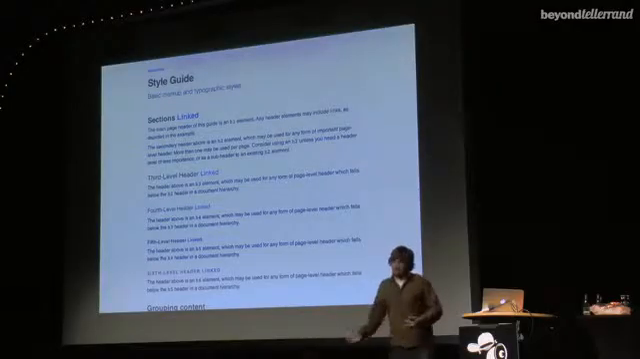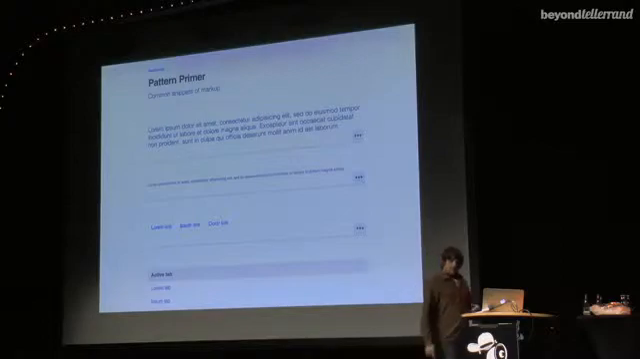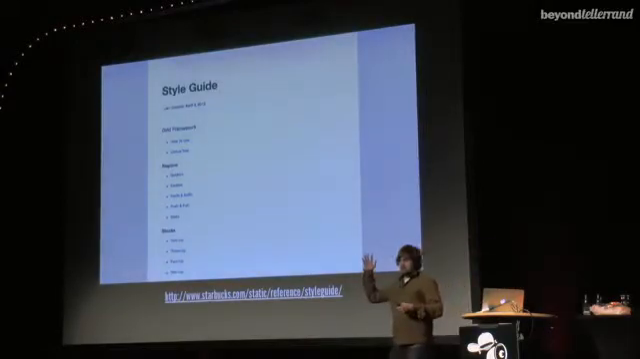So this is what it looks like, right? You have these different headers and stuff like that. You have different patterns. So here's sort of like a breadcrumb, a vertical navigation, stuff like that. Form examples, right? Has everybody seen the Starbucks style guide?